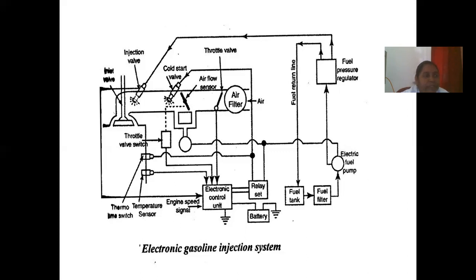Then the third one, sensors and airflow control systems. The sensors used in electronic gasoline injection systems are: first, the airflow sensor; then intake air temperature sensor, exhaust gas emissions sensor, manifold absolute pressure sensor, speed or crankshaft sensor, engine temperature sensor, and crankshaft position sensor. First one, airflow sensor.